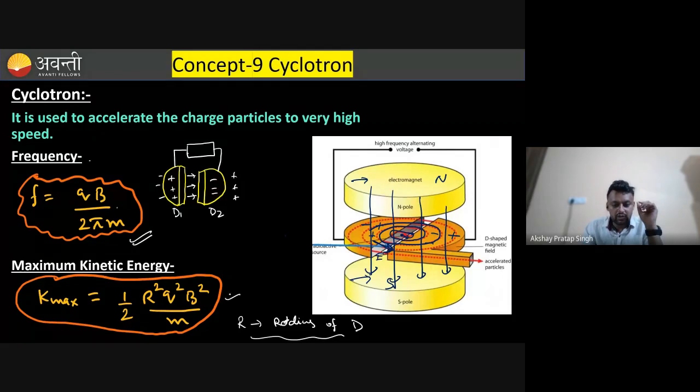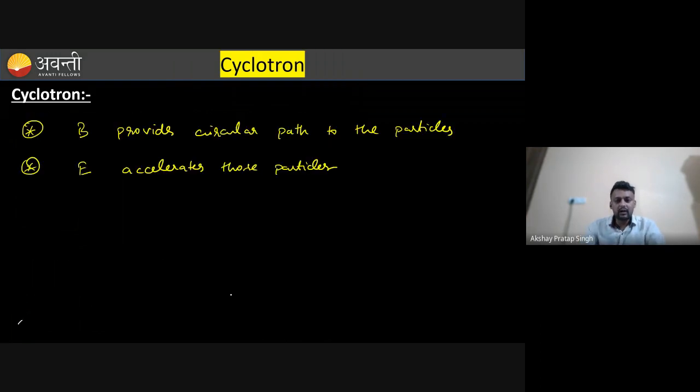Try to note down these two relations. On these two relations only you will find questions for the cyclotron. Nothing more than that you will get in your exam. Now the line that I was talking about: B provides the circular path to the particle and E accelerates the particle. These are the punchlines that you should remember.